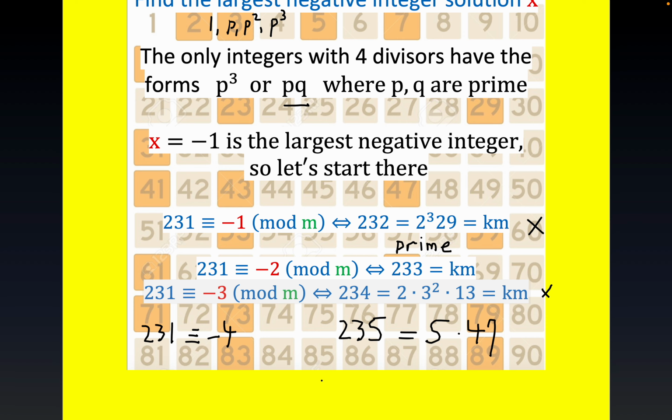And so the m's that we were looking for earlier would be 1, 5, 47, and of course the number itself, 235.